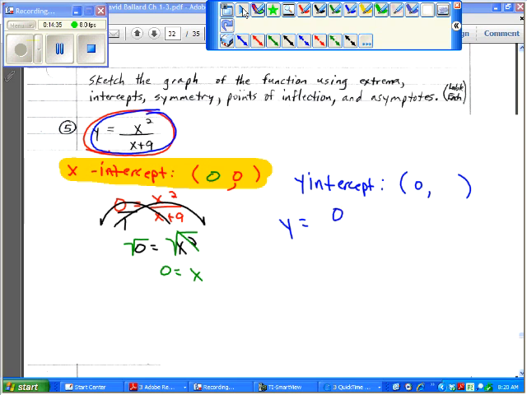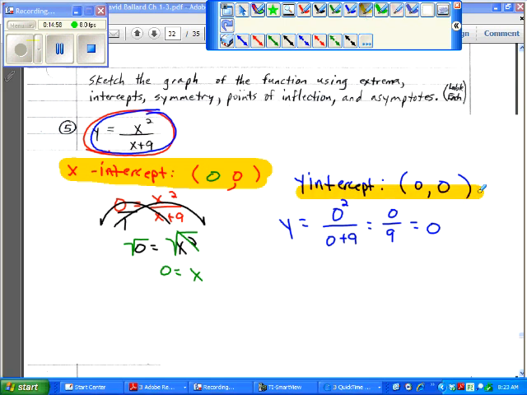So we have y equals 0 squared over 0 plus 9, which is 0 over 9, and 0 divided by any number is 0. So the y-intercept is the same as the x-intercept, which is the origin again. We've got the vertical asymptote, no horizontal asymptote, the slant asymptote, and the x and y intercepts.